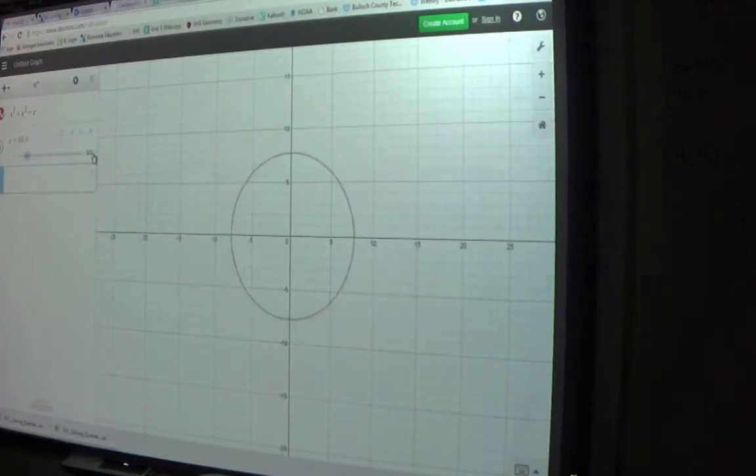Radii. It's the plural of radius. I'm pretty sure on that.